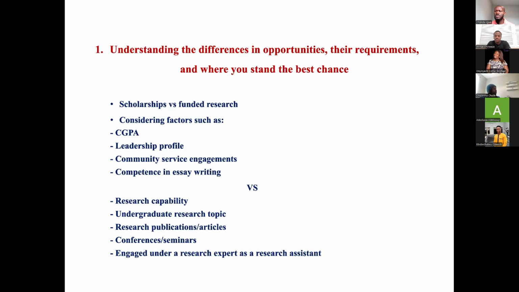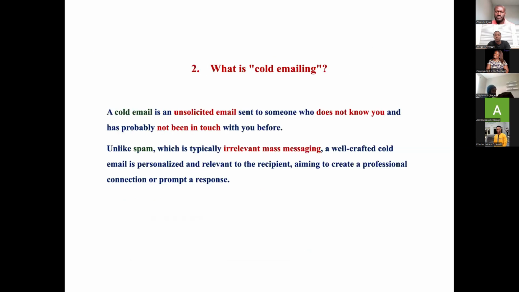Now, for someone who is still confused on this, at least you now know that if you are anticipating going into research, you should fine-tune these areas. You should be engaged as a research assistant, attend conferences and seminars, work on your undergraduate project topic, and work on having publications from them. And if you are going for scholarships, you know the other criteria, the points you have to strengthen yourself in.